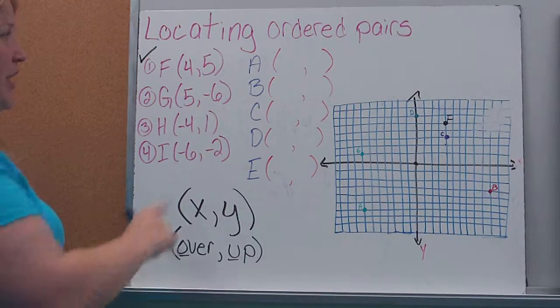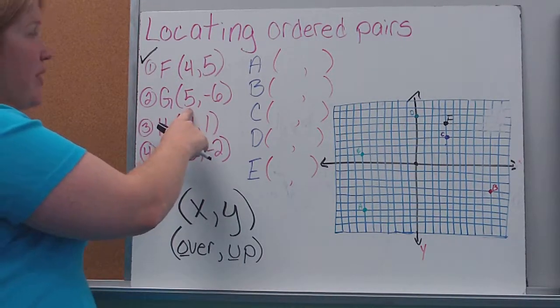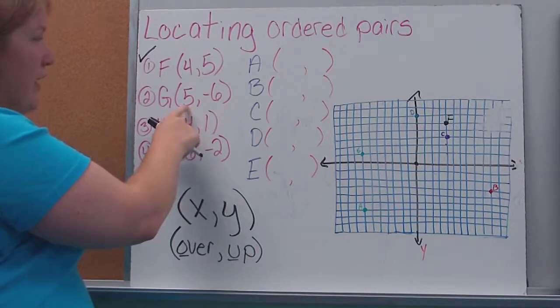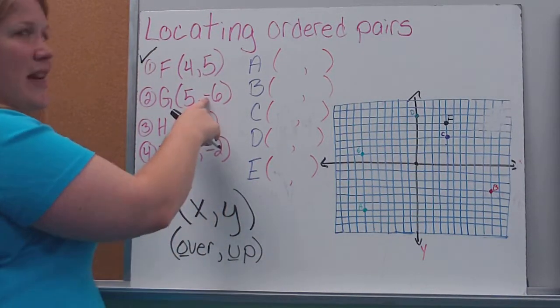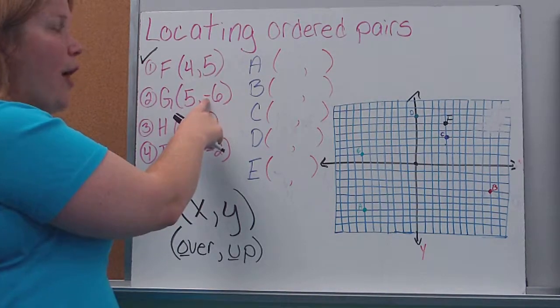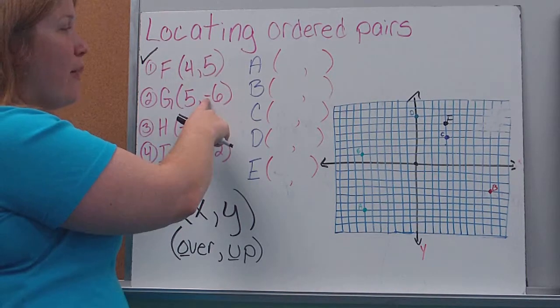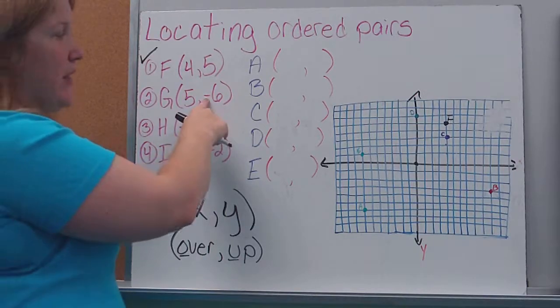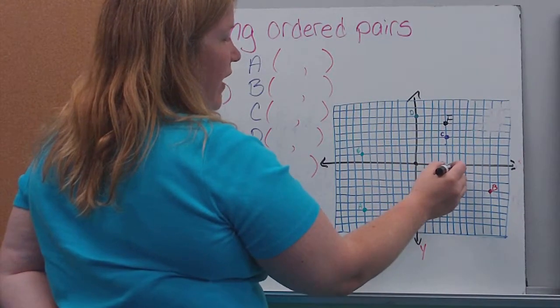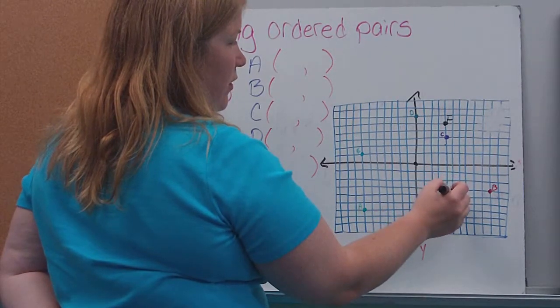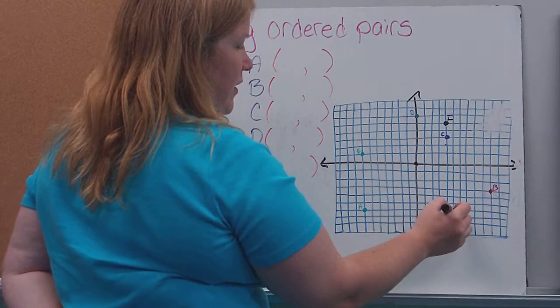So if we take a look at G, x first, so it's telling me to go over 5. It's positive, so I'm going to go to the right, but then it tells me negative 6. So now instead of going up, after I've gone over 5, I'm going to go down negative 6. So I go over 5, 1, 2, 3, 4, 5, and then down 6. 1, 2, 3, 4, 5, 6.